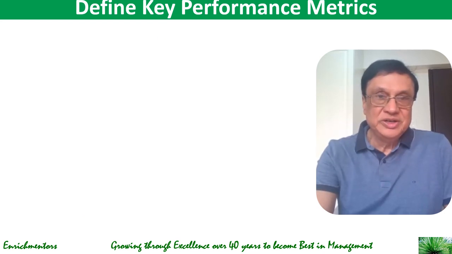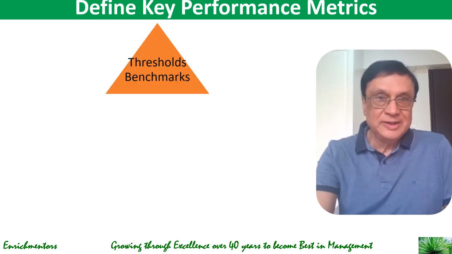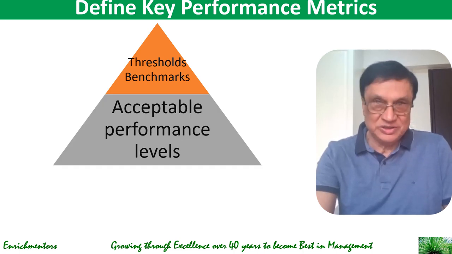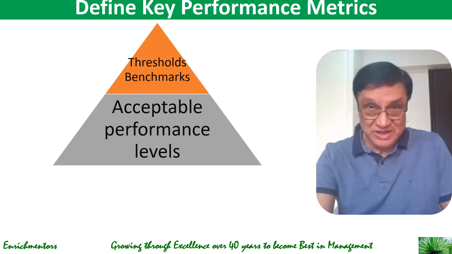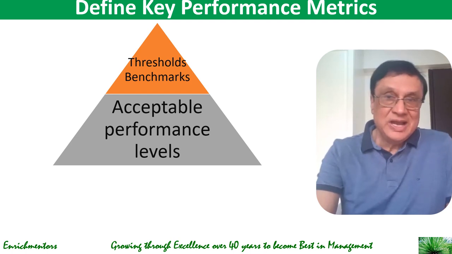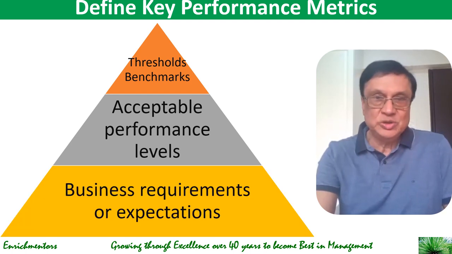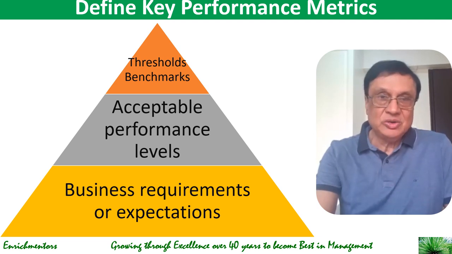Then what you need to do is to define thresholds or benchmarks for each of these performance indicators that will reflect acceptable performance levels. That's a kind of target for these levels that you must achieve. For accuracy, you might say, I want to achieve 99.5% accuracy, or I want to achieve 99.9% accuracy. And that will be based on your business requirements and expectations. So you would work with your business partners to figure out what those expectations are.